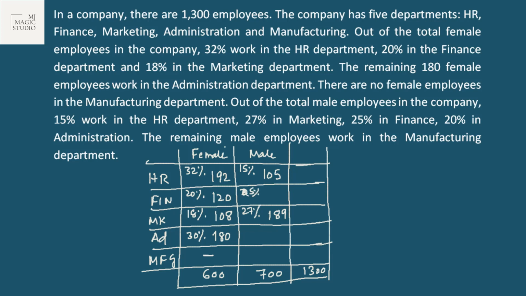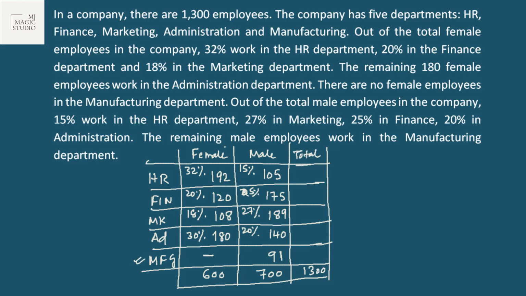25% in finance. Finance is 25. 7 into 140, 35, 175. 20% in admin. 7 into 20, 140. And the remaining are employed in manufacturing. So 9, 10, it should be 191. 91 male are there in manufacturing.